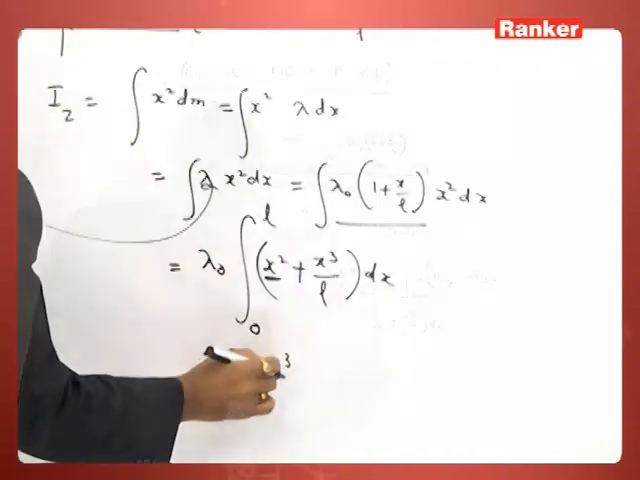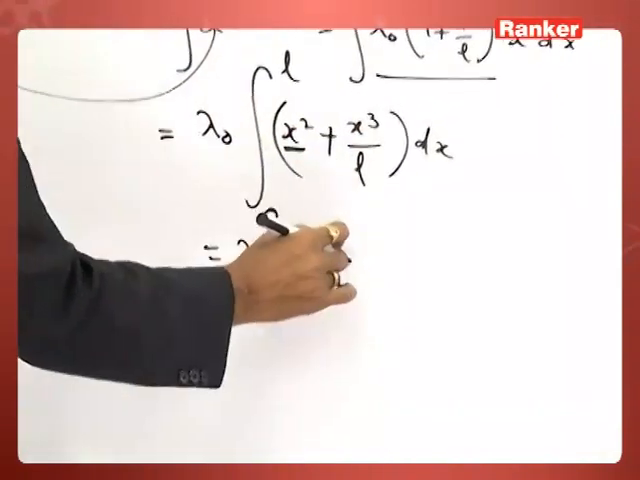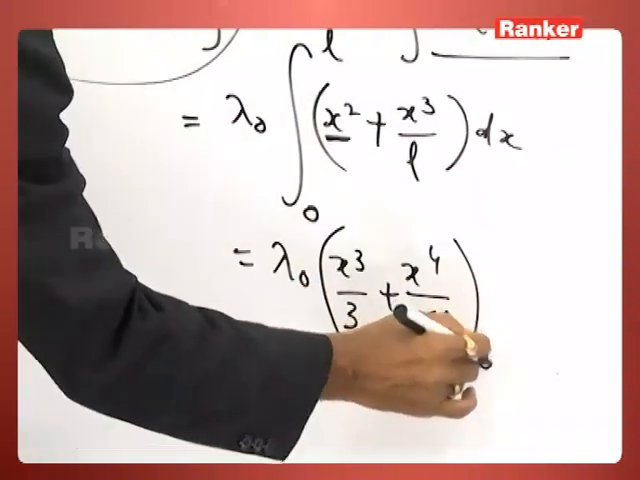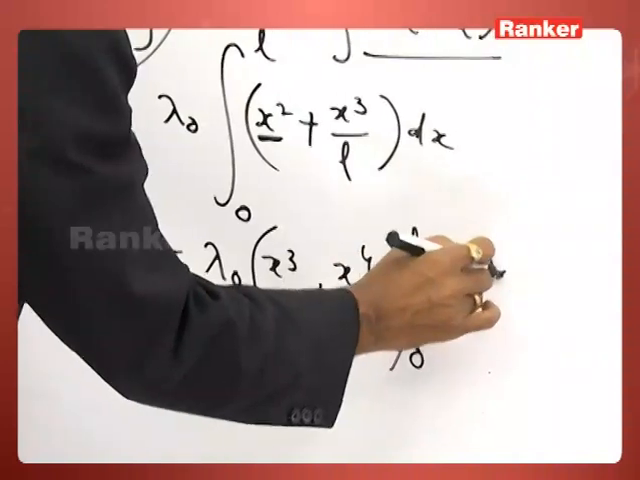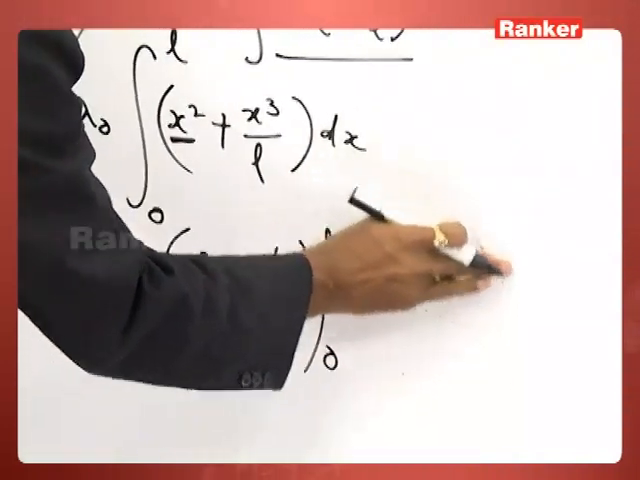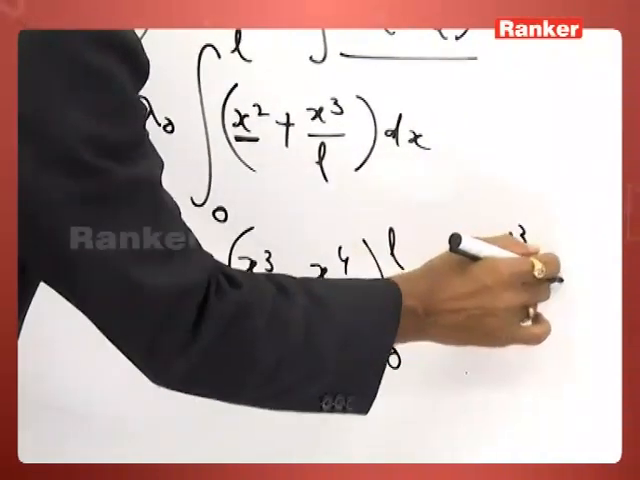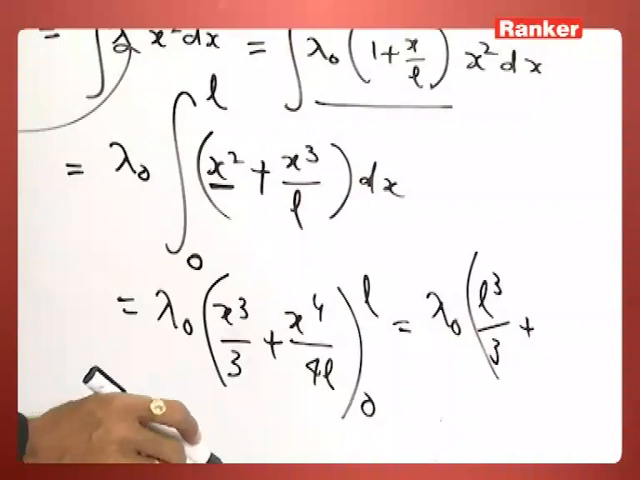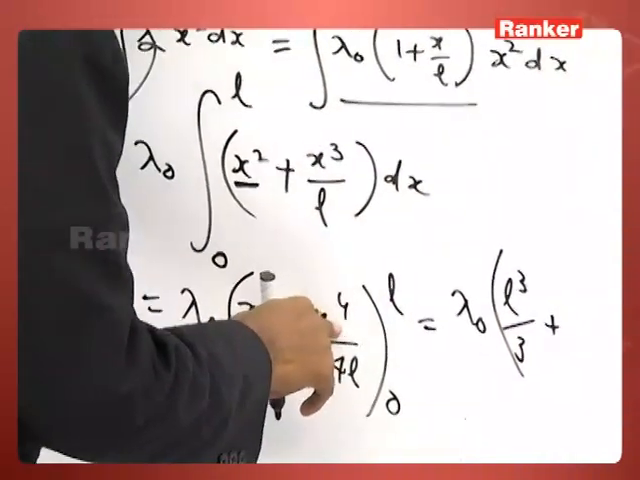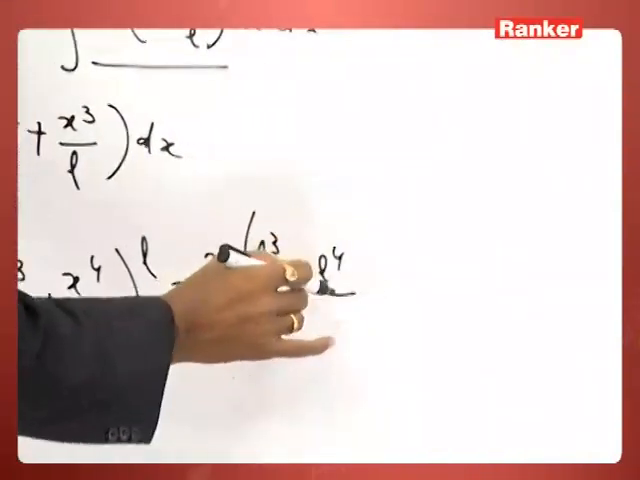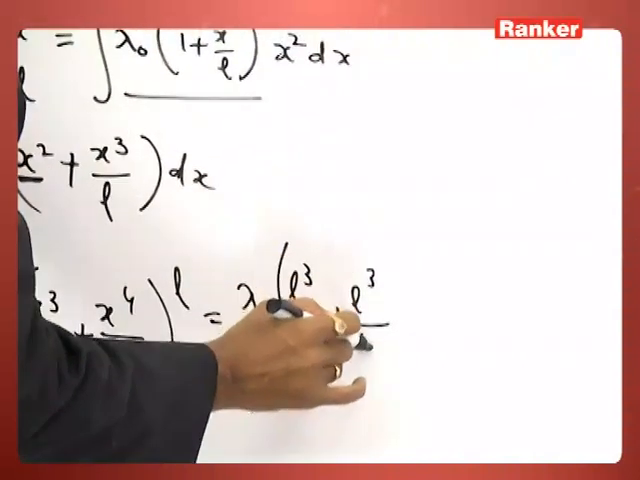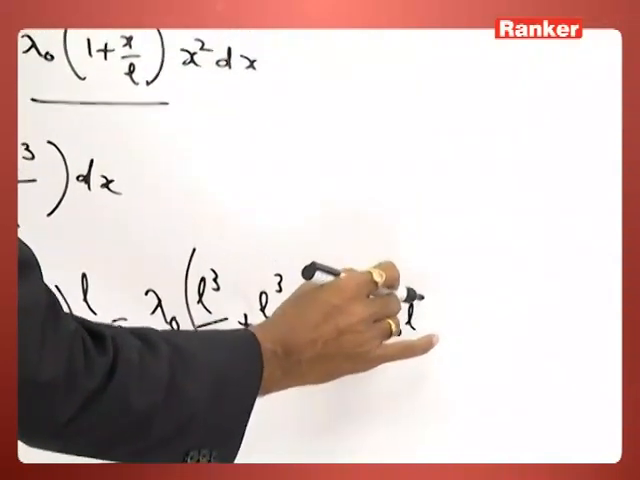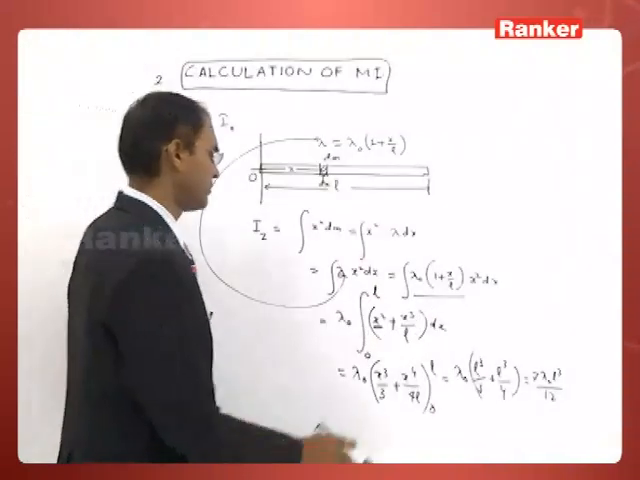is equal to lambda naught times the integral of x square, which is x cube upon 3. The integral of x cube is equal to x4 upon 4, L will be there, 0 to L. So you are getting lambda naught into L cube by 3 plus, when you put L here, L4 by 4L, that is L cube by 4, which is equal to 7 lambda naught L cube by 12. Answer.